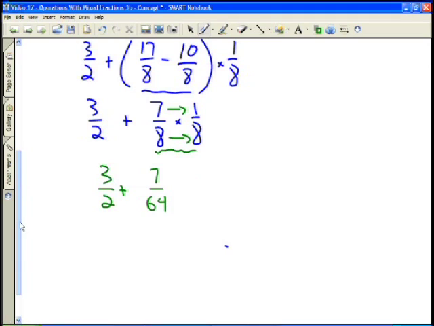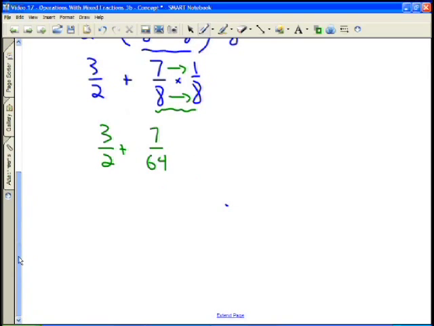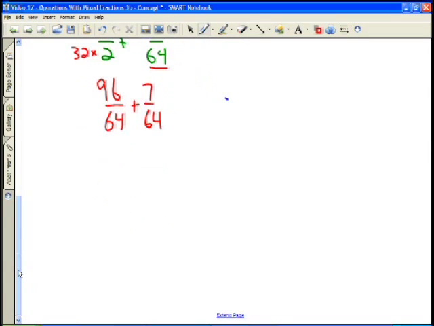And so now we have 3/2 plus 7 over 64. So we need to convert this 3/2 to a common denominator of 64. We can do that by multiplying the denominator by 32, because 32 times 2 will give us our required 64. And so we multiply the numerator by the same thing. And so we land up with 96, which is 32 times 3, 96 over 64 plus 7 over 64. And now that we have a common denominator, 96 and 7 is 103 over 64.